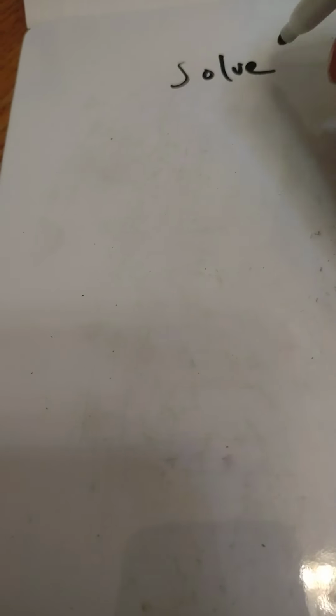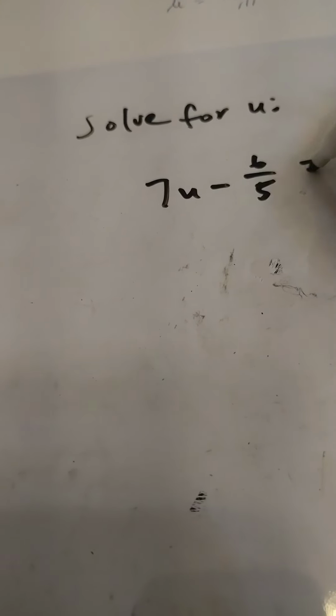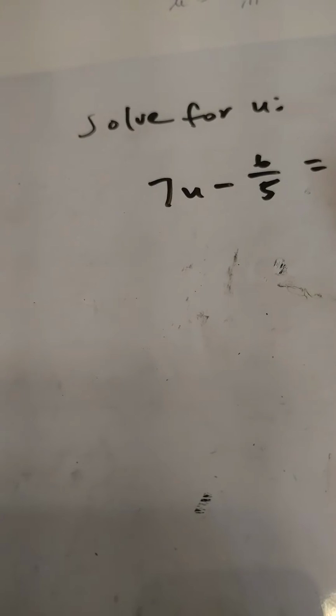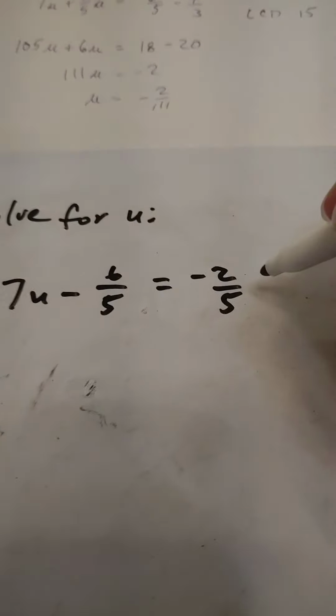Let's try, how about solve for u? Usually it seems like it's solve for x. I'm coming up with weird variables here. How about 7u minus 6/5 equals negative 2/5 u times u.